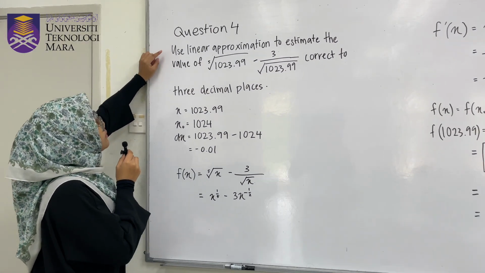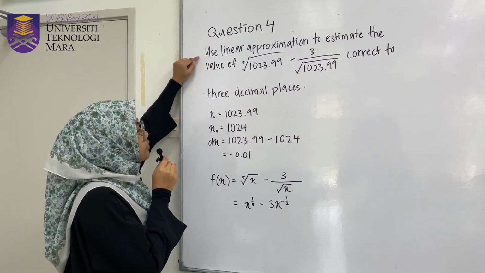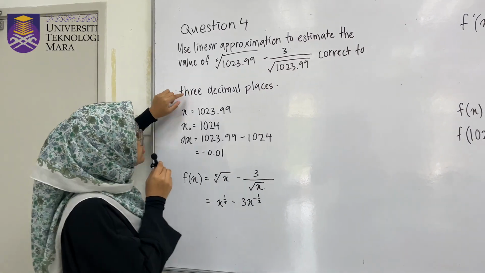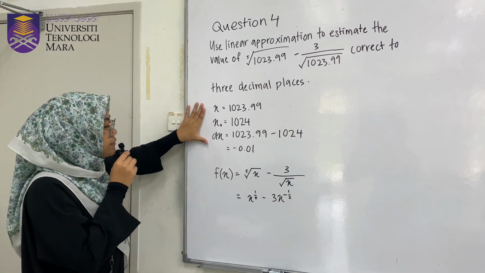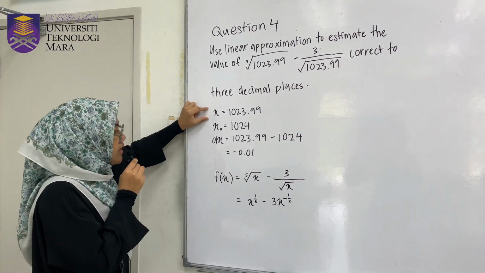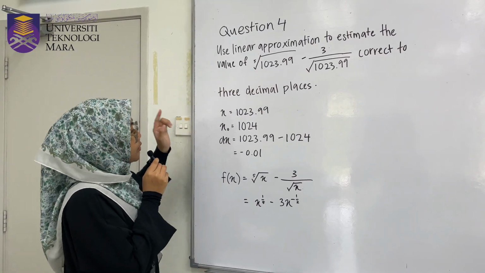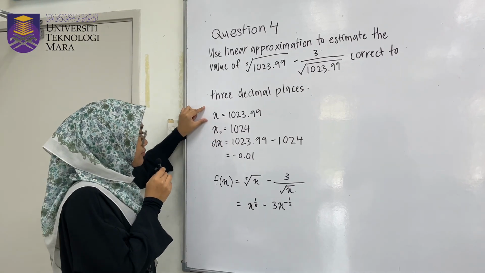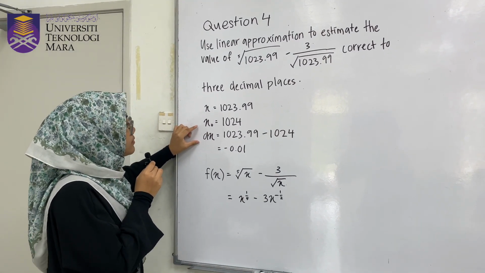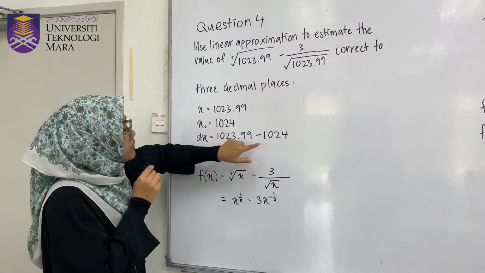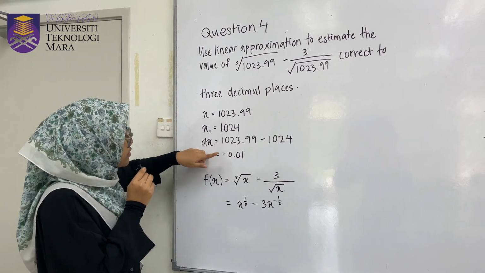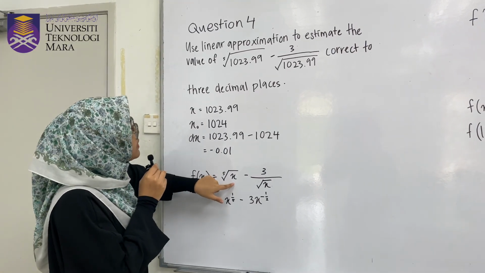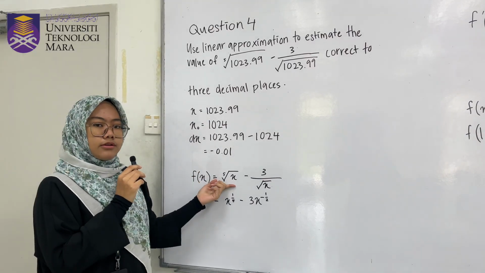Question number 4 is: use linear approximation to estimate the value of the fifth root of 1023.99 minus 3 over the square root of 1023.99, correct to 3 decimal places. Firstly, we should find the needed information, which is the given value, 1023.99. The initial value we take should be close to the given value. Next we find delta x, where we subtract the initial value from the given value, and we get negative 0.01.